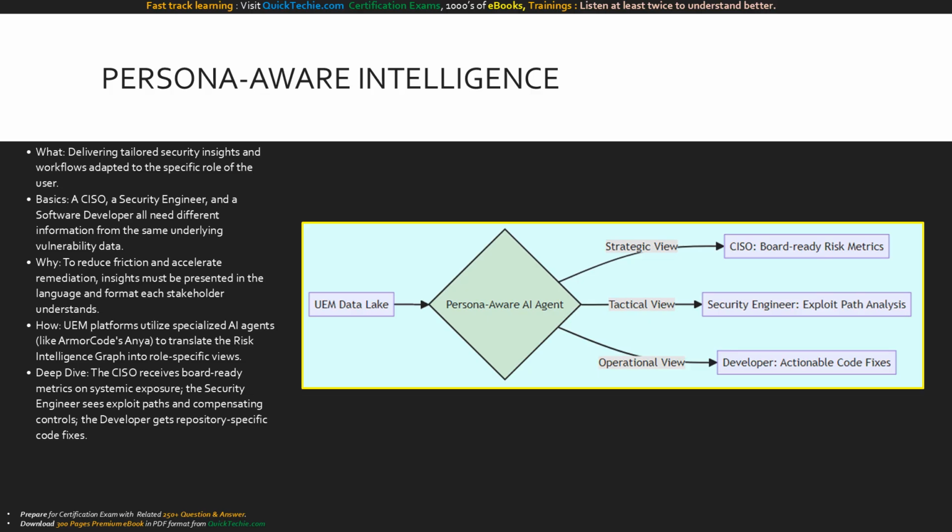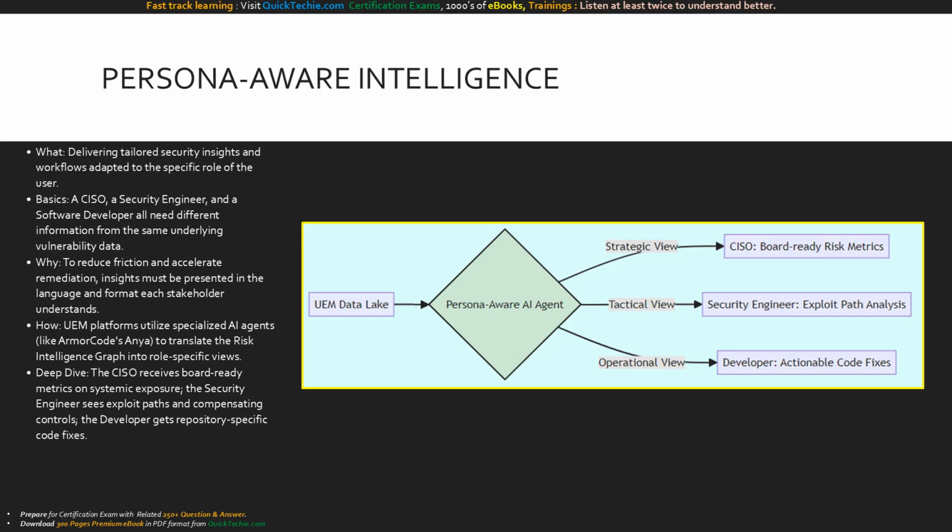Through persona-aware intelligence. What does this mean? It means delivering tailored security insights adapted to the specific role of the user interacting with the platform. The basics are intuitive. Your CISO, your security engineers, and your software developers all require entirely different perspectives on the exact same vulnerability data. Why must we do this? Because throwing raw JSON logs at a CISO or high-level risk charts at a developer creates massive friction and slows down patching. How do modern platforms solve this?